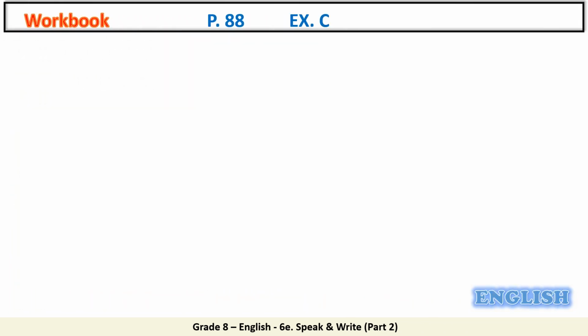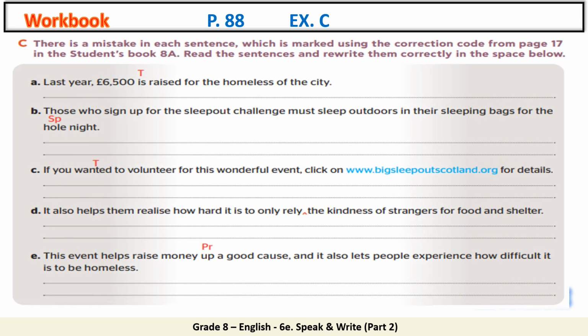Now open your workbook page 88 and do exercise C. There is a mistake in each sentence, which is marked using the correction code from page 17 in the student's book 8A. Read the sentences and rewrite them correctly in the space below. Once you're done, you can check your answers with your teacher.